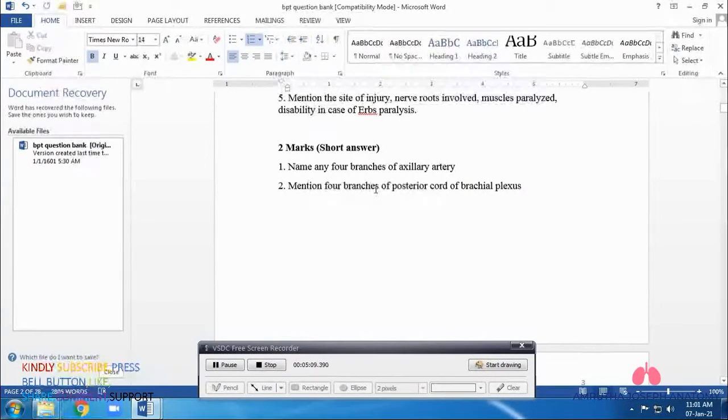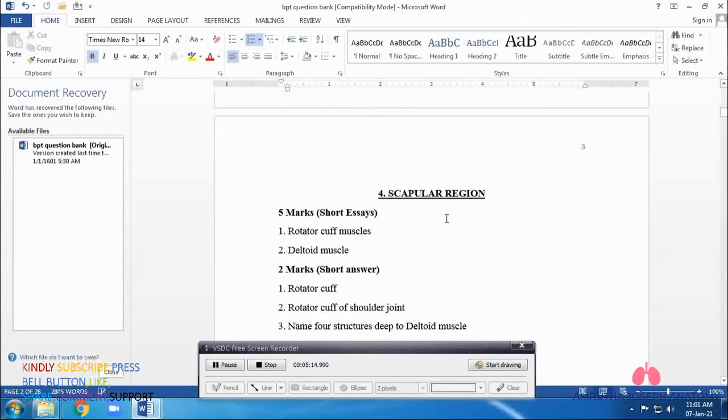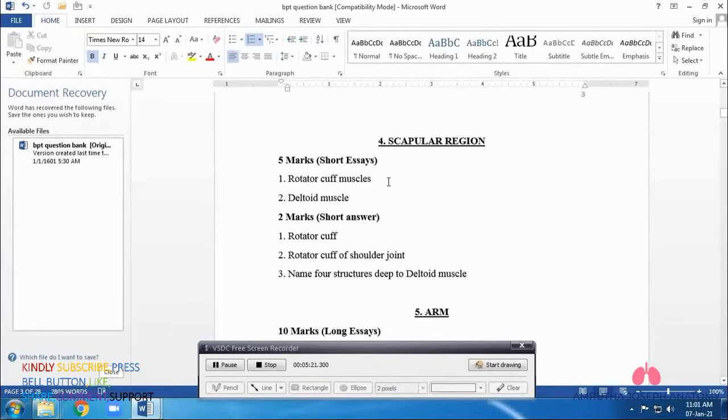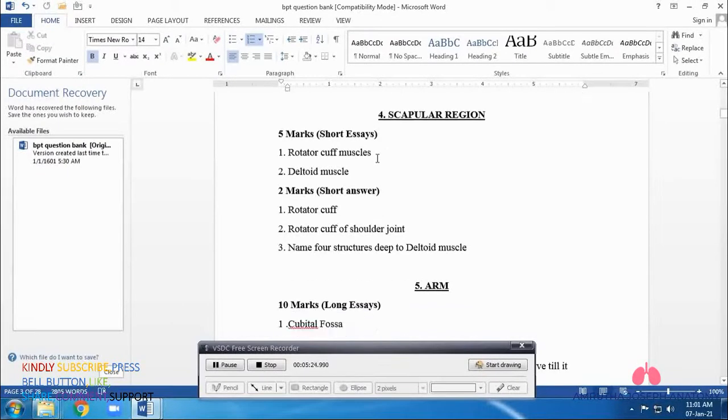Coming to the next region, scapular region. The 5 markers: rotator cuff muscles. You need to write about the rotator cuff muscles, attachments, function, action, nerve supply. Deltoid muscle: talk about the origin, insertion, and also mention the intramuscular injections which are given to the deltoid muscle, at what level.